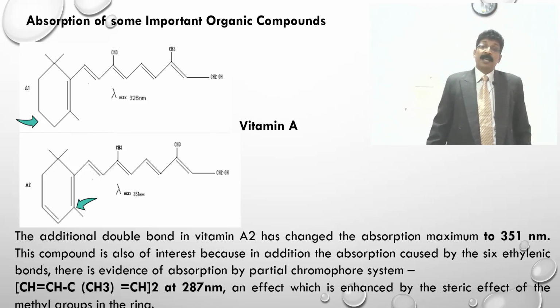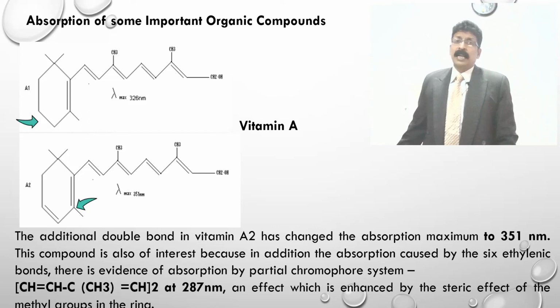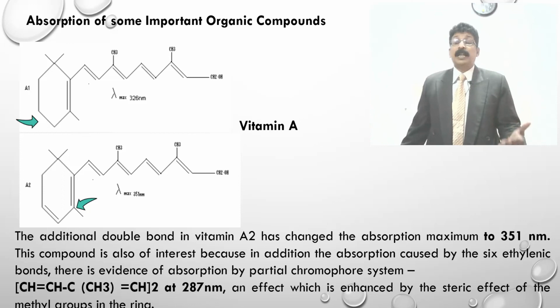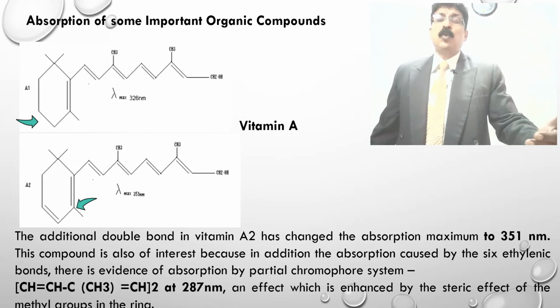So what is happening when there is an extra double bond? Immediately we should recall what we have discussed. There will be an enhancing of transition. An extra pi to pi star transition will be there, so you need less energy and the wavelength is shifted. That is a bathochromic shift example. You can write vitamin A1 and A2 as an example, where the bathochromic shift occurs due to the presence of one extra double bond system.